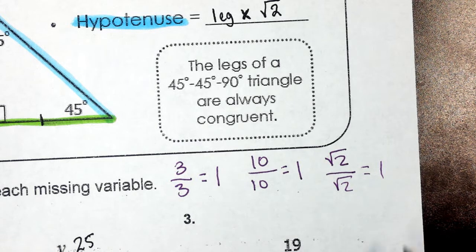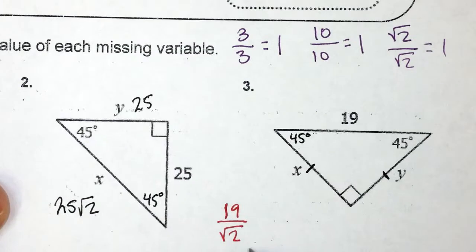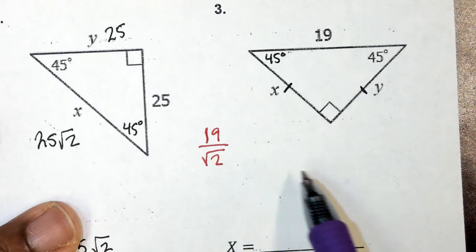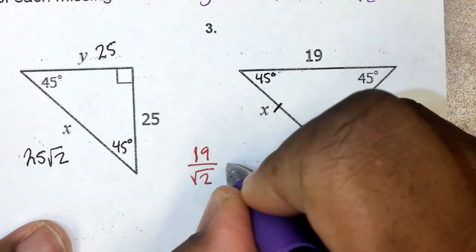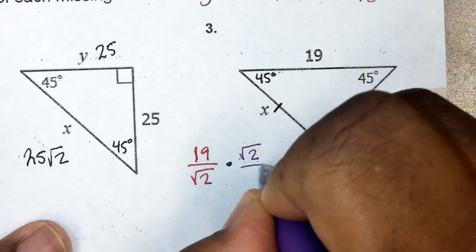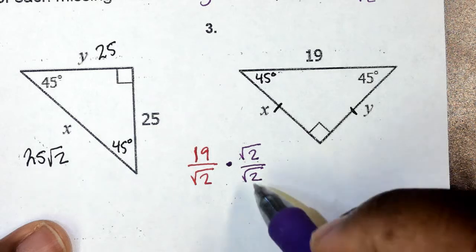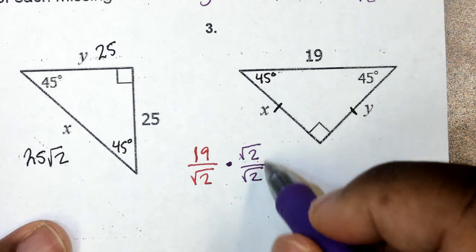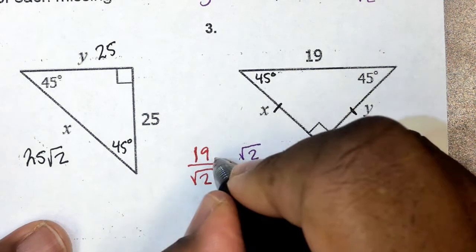So to help me get my radical off the bottom of this fraction, 19 over square root of 2, I want to use this 1, because it has square root of 2 and square root of 2 in it, which I already have down here. That's going to help me get the square root off the bottom. So I'm going to multiply this fraction times 1, but the 1 is going to look like square root of 2 over square root of 2. You're just using the number that you have down here, making it over itself to make it 1. Alright, doing that, we're multiplying straight across.